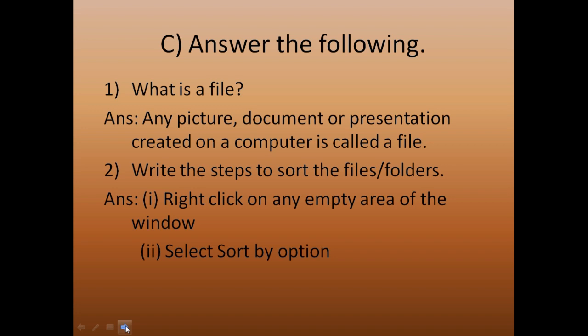Answer, there are 2 points. Point number 1, right click. Mouse has 2 buttons, right and left, so we have to right click on any empty area of the window, any empty area, blank area. And point number 2, select sort by options. Sort by options are available. You'll get multiple options there like sort by name, date modified, type. You have to select any one. Okay, children.